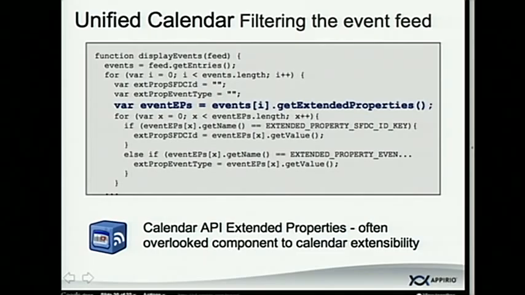So instead, we use something that's often overlooked, and it's extended properties. And this is a standard feature of the calendar API. Any event can have arbitrary name value pairs attached to it, and that's what we do here. So whenever Salesforce, through the ESB, creates these events, we add a bunch of extended properties to it. The user has no idea those are there. They can't change them, but we, the programmer, can, and we can look at them. So that's what we do here.